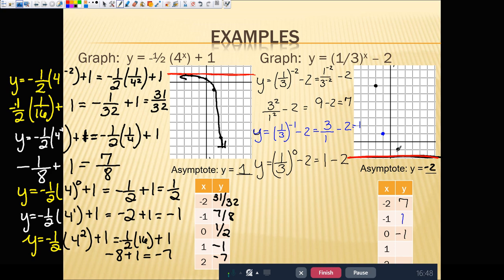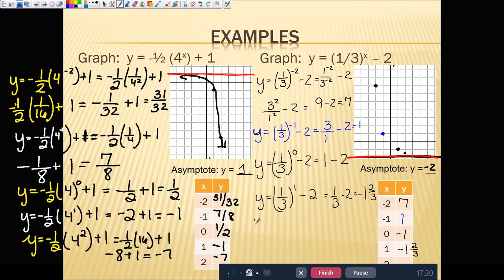Now let's substitute in 1 for x. So I'm going to have y equals 1/3 to the first power minus 2, which is the same as 1/3 minus 2, which is negative 1 2/3. So at negative 1 2/3, it's like right there. We don't have to be perfect. I'm not asking you to be perfect on these plotting points, of the in-betweens, because you're providing them for me.